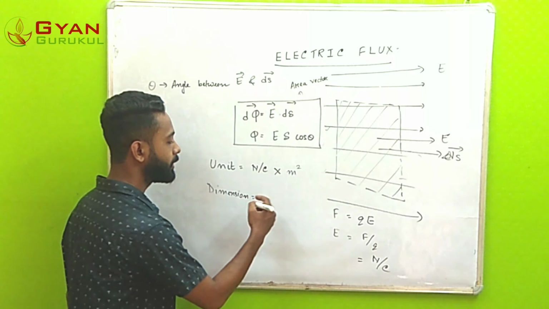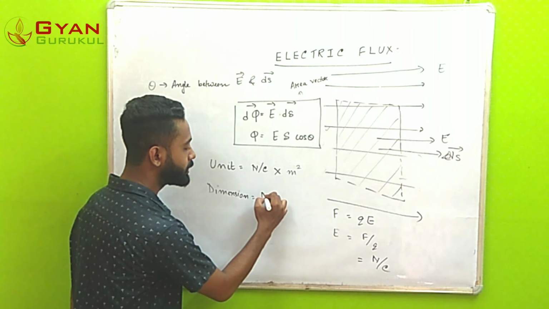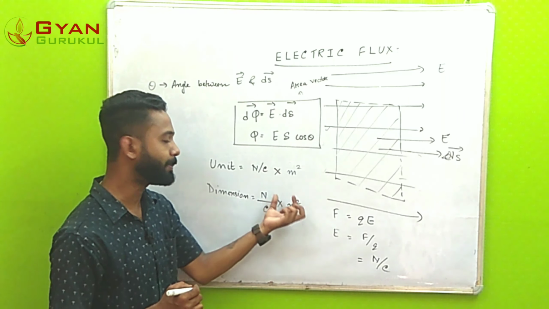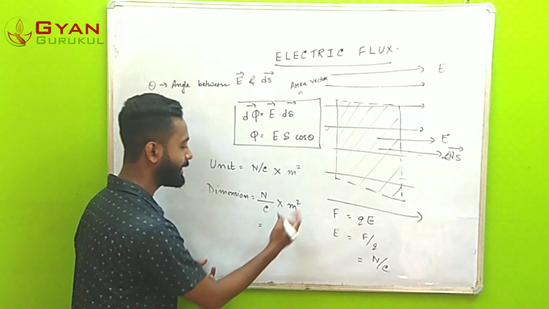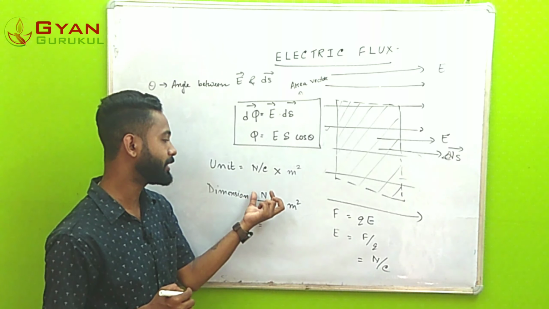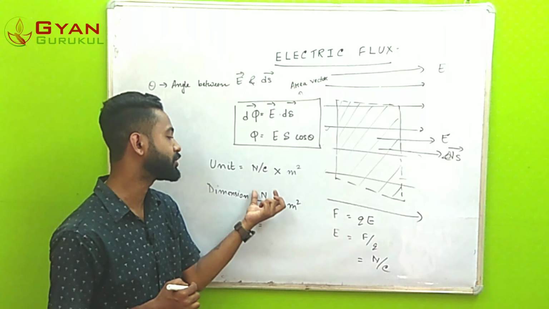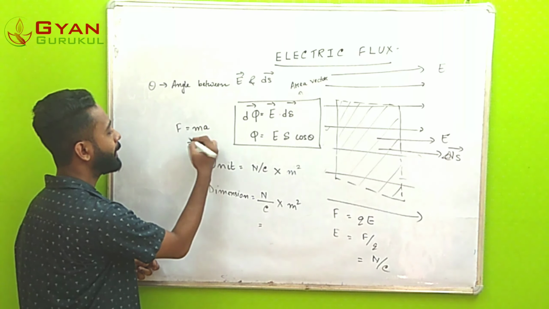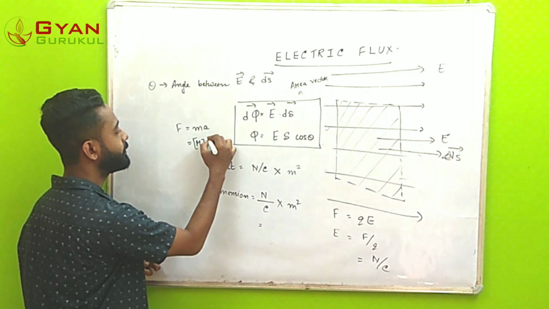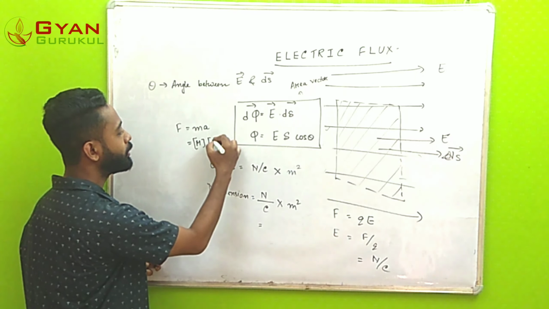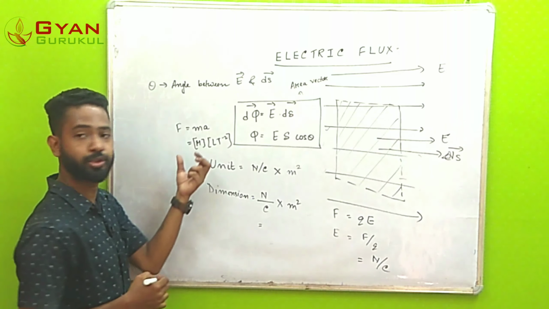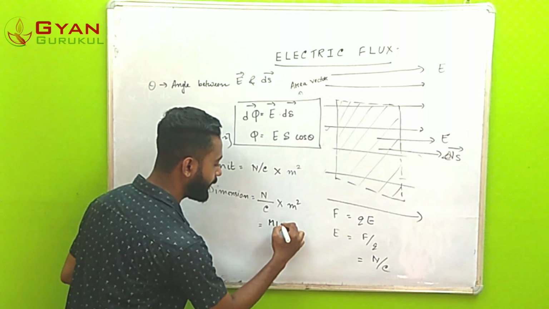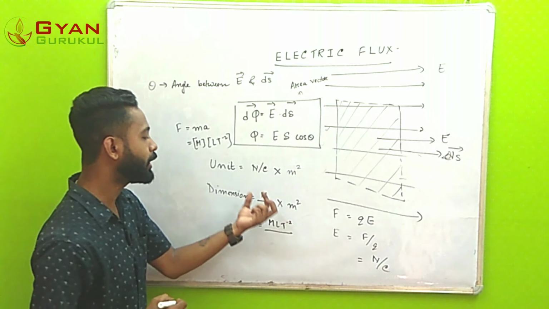So what is the dimension? It's Newton per coulomb into meter square, right? You just substitute the dimension one by one for each of the terms and you'll get the final dimension as a whole. Newton is the unit for force, so we need to substitute the dimension for force. Force is mass into acceleration, mass is M, acceleration is meter per second square, that is L T to the power minus 2. So the dimension for force would be M L T to the power minus 2, divided by Coulomb.